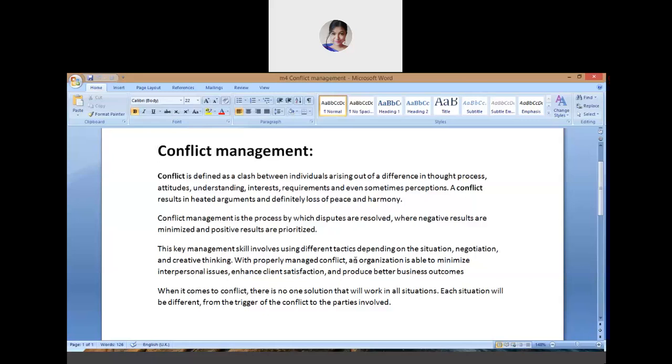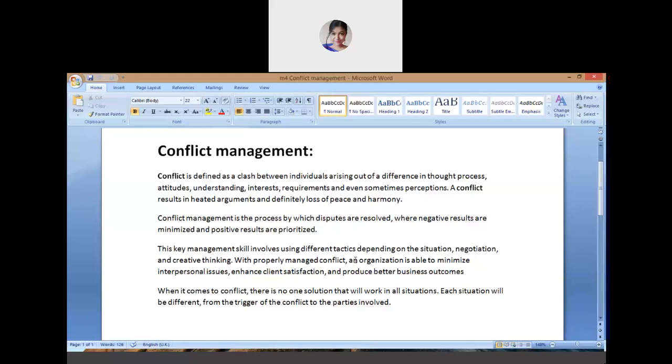How will someone be able to manage a conflict? Depending upon the situation, depending upon the seriousness of the situation, various tactics can be used. Various tactics such as negotiation, creative thinking, a discussion can be used in order to resolve the conflict. A properly managed conflict can help to minimize the interpersonal issues. It can minimize the problems. It can also minimize the uncertainties.